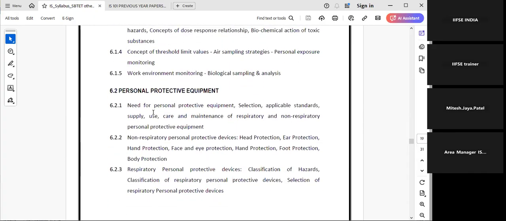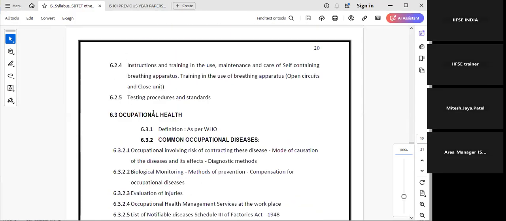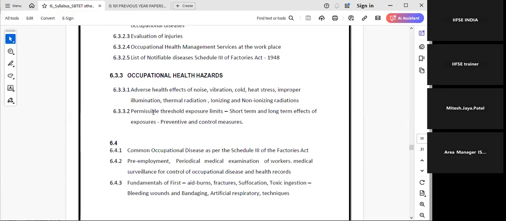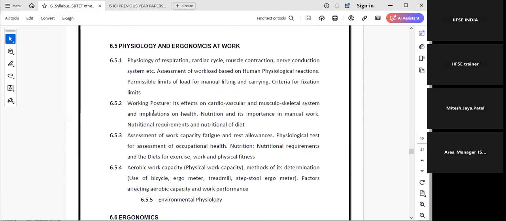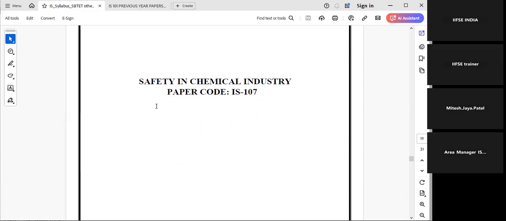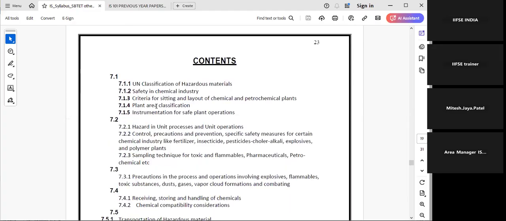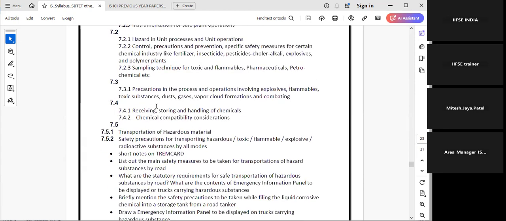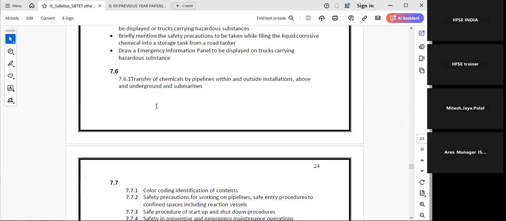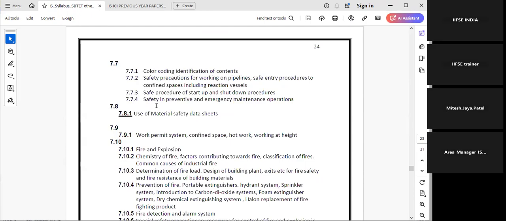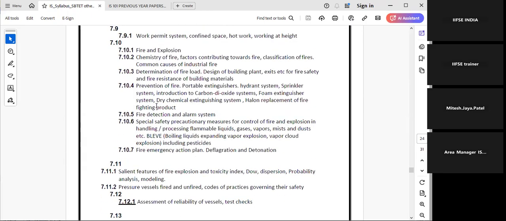Then we talk about PPEs. As I mentioned, two different kinds of PPEs, respiratory and non-respiratory. Then we talk about various occupational health hazards and ergonomics. And 107, as I mentioned, it is completely about chemicals. So we see what the different types of chemicals are, and what safety is to be followed in chemical industries. And we talk about unit operations and processes. We talk about MSDS, TREM card, hazardous waste management, and the color coding of the pipelines. Then we talk about work permits and MSDS, etc.